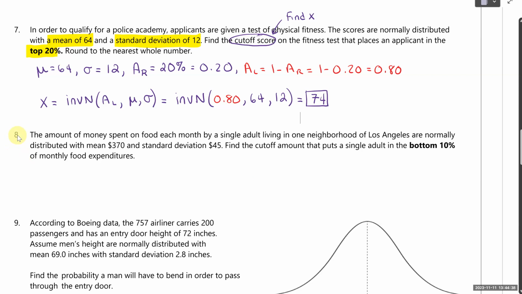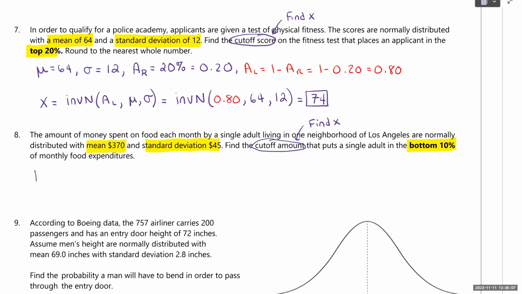So the amount of money spent on food each month by a single adult living in an area of Los Angeles is normally distributed with a mean of 370, a standard deviation of 45. And it again says find a cutoff. So in this case, a cutoff amount. So now we're finding that random variable that puts a single adult in the bottom 10%.